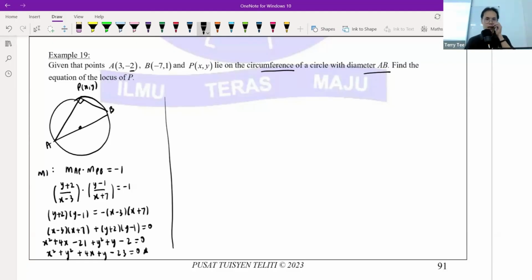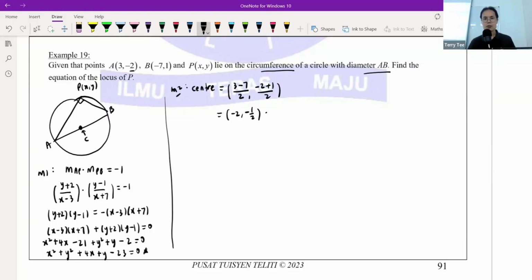That is method 1. Method 2, we use the equation of a circle. We find out the center first. Let's call the center C. Your center is your midpoint, the midpoint of AB. So we take 3 plus -7, divided by 2, and -2 plus 1, divided by 2. This is -2 and -half.